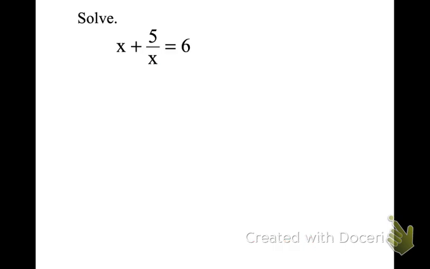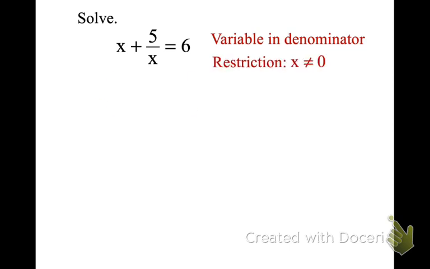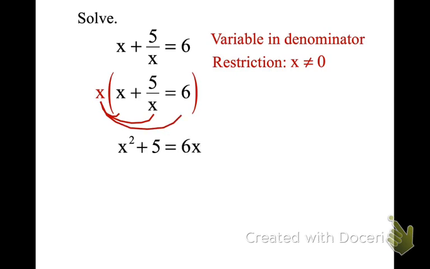Let's try the next one. So next one, my restrictions are 0. And I'm going to clear my denominator by multiplying everything by x. Okay? So if I multiply, I get x squared plus 5 plus 6x equals 6x. Now I'm going to subtract and set it equal to 0.